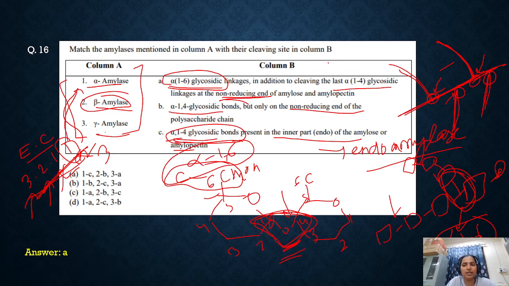And if there is any major enzyme that is used in various applications, then you must know it. Now coming to the next question.